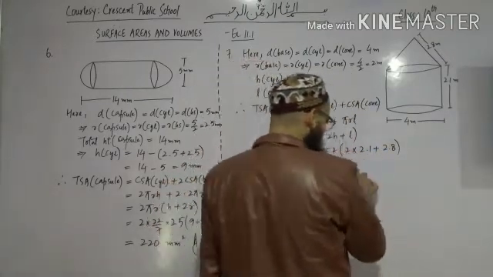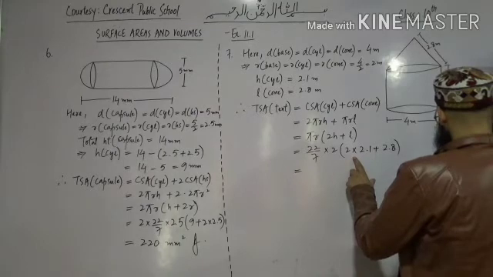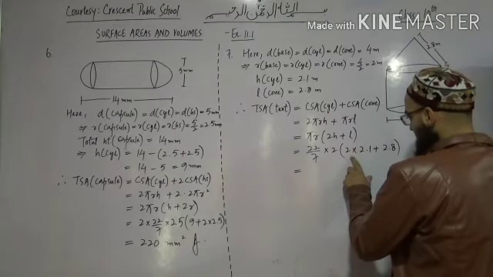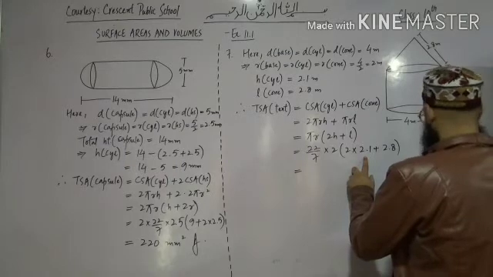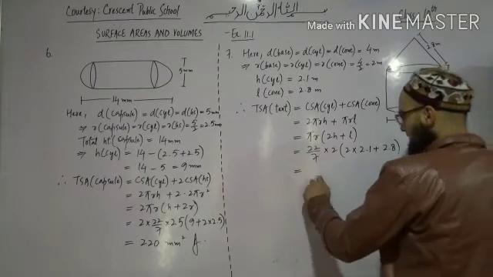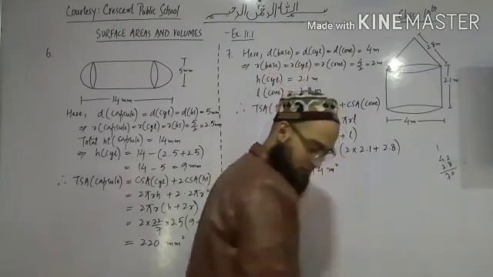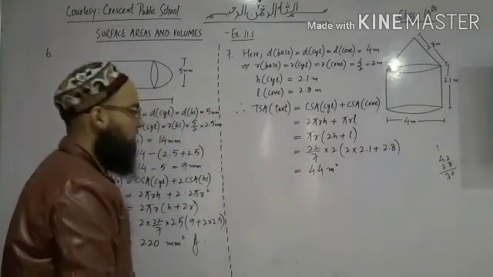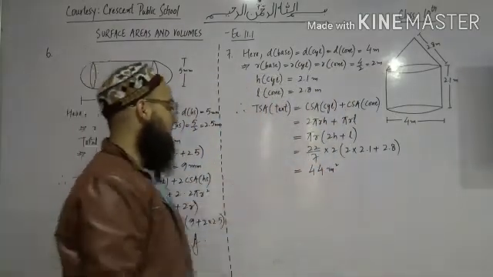Got it? Now first we'll multiply these two. 2.1 times 2 is 4.2, plus 2.8 is 7. The 7 and 7 get cancelled, that's 44. So it's 44 square meter. Now 44 square meter is the total surface area of the tent.